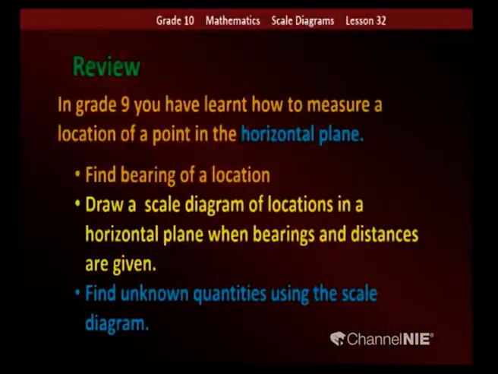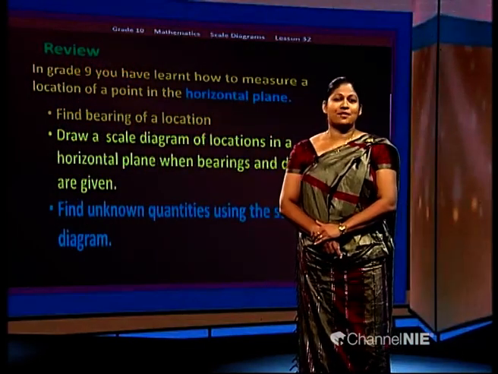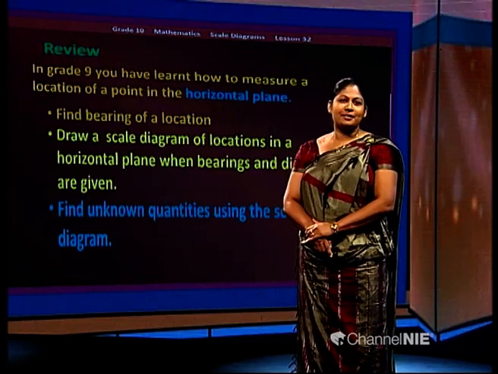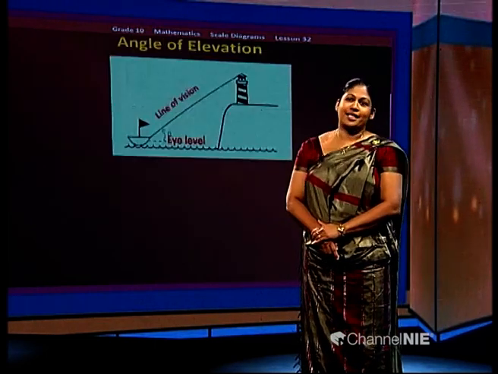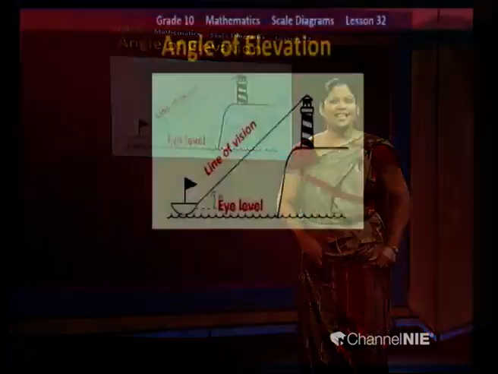plane. Okay, my dear students, in grade 9, you have learned how to measure a location of a point in a horizontal plane. There you find bearing of a location and draw a scale diagram in a vertical plane, and you find unknown quantities using the scale diagram. But today we are going to learn two types of angles in the vertical plane. The first one is angle of elevation.